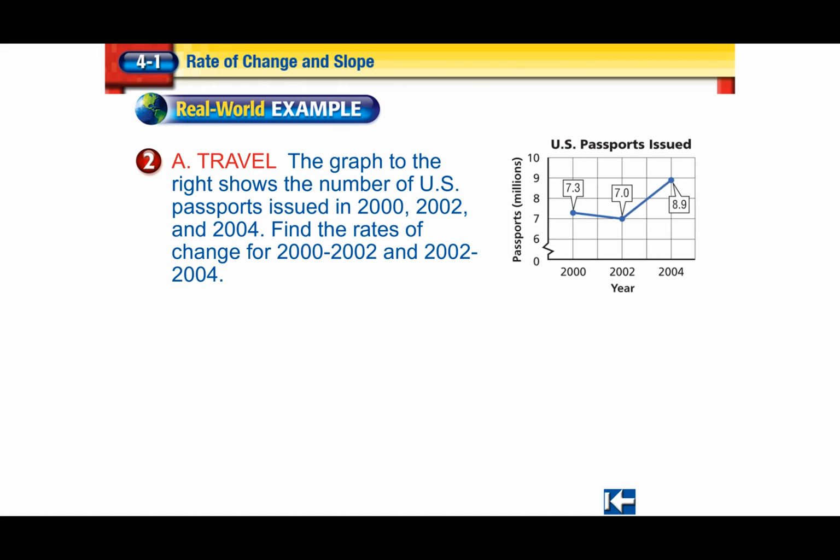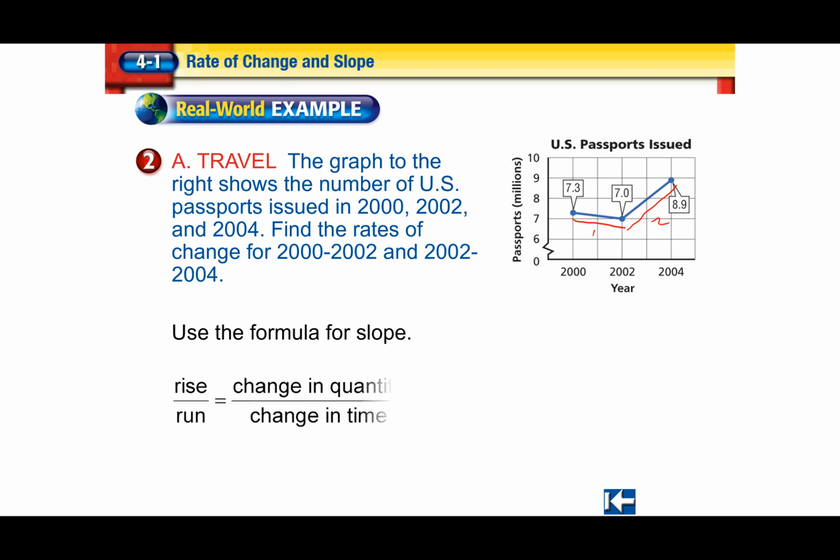The graph on the right shows the number of US passports used from 2000 to 2004. Find the rates of change. So they want us to get this rate of change and this rate of change. I'm going to have two different options. Use the formula for slope. We're going to go a little quicker here because we have lots of slides. So it's change in quantity over change in time. Quantity is here and time is here.